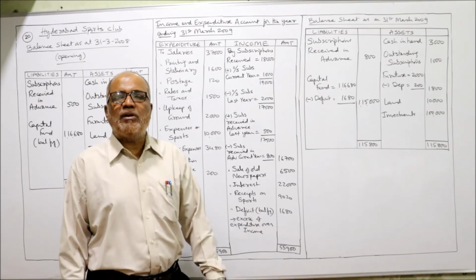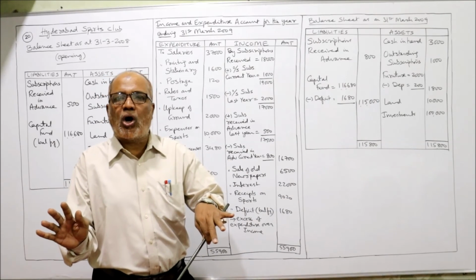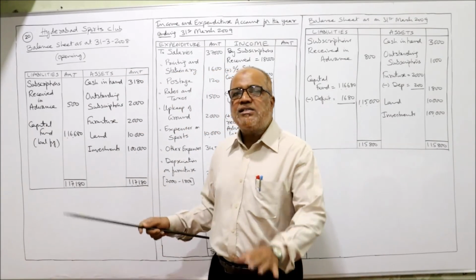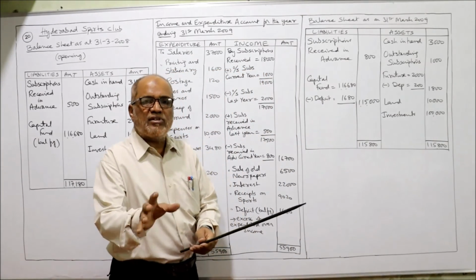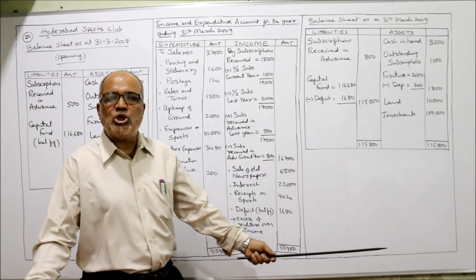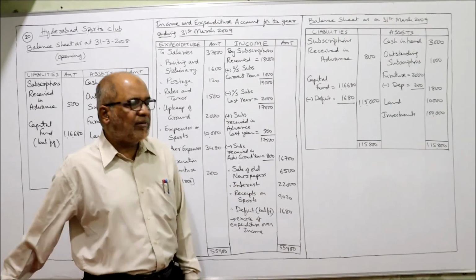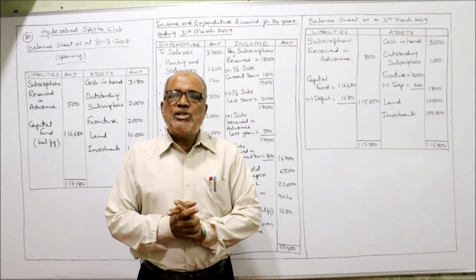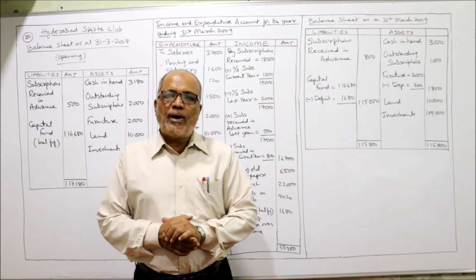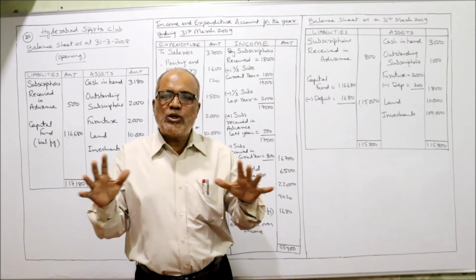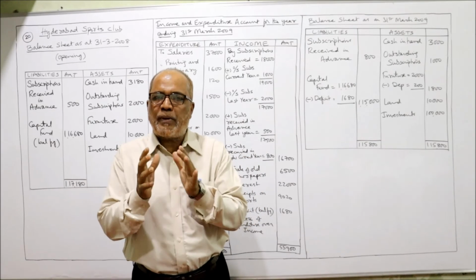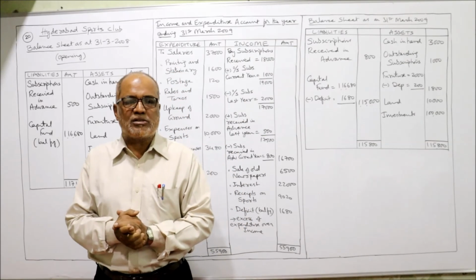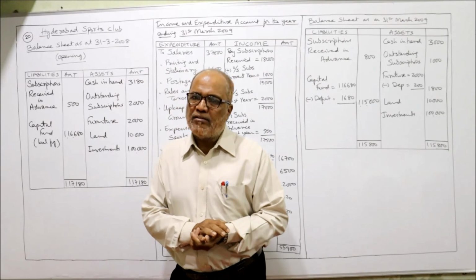Land and investment value, no change at all. Whatever land and investment were there at the beginning of the year, the same value is there at the end of the year. No change. So the balance sheet tallied at 1,15,800. So this is the end of problem number 20. Totally 20 problems I have explained to you in so much detail regarding these non-profit organizations. Each and every point I have explained in detail.